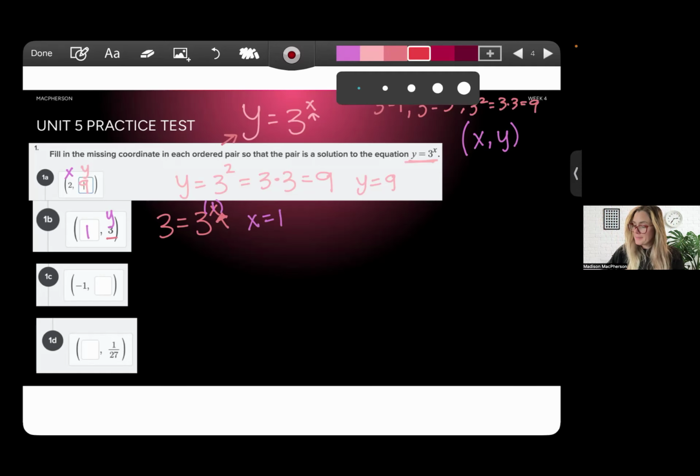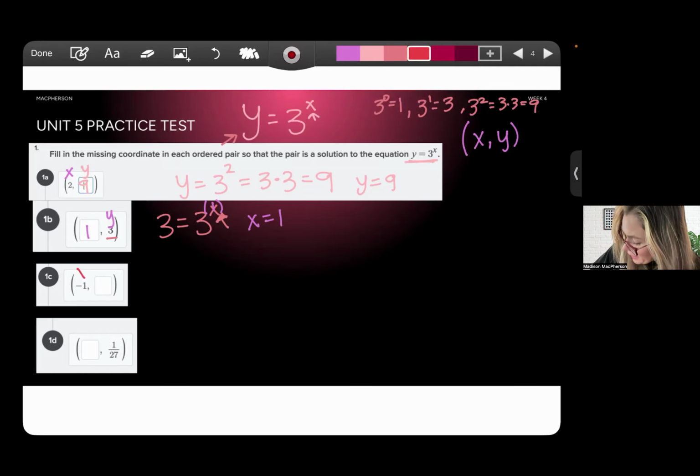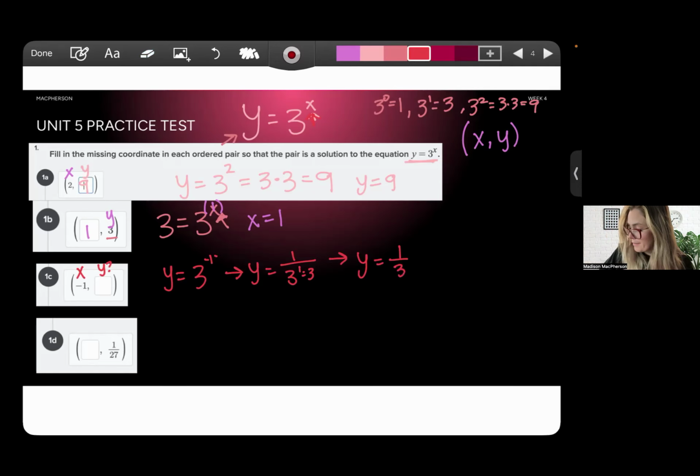Okay, now 1c, we are given our value of x and we need to find y. So again, we're going to plug it in for the x value. So we have y equals 3 to the power of -1. So remember those negative exponents turn us into a fraction and bring that to the bottom of the fraction. So it's going to be y equals 1 over, and now we just plug this in, but our exponent becomes positive. So 3 to the power of 1. We know 3 to the power of 1 is just 3. So this is y equals 1 over 3. So our y value is 1 over 3.